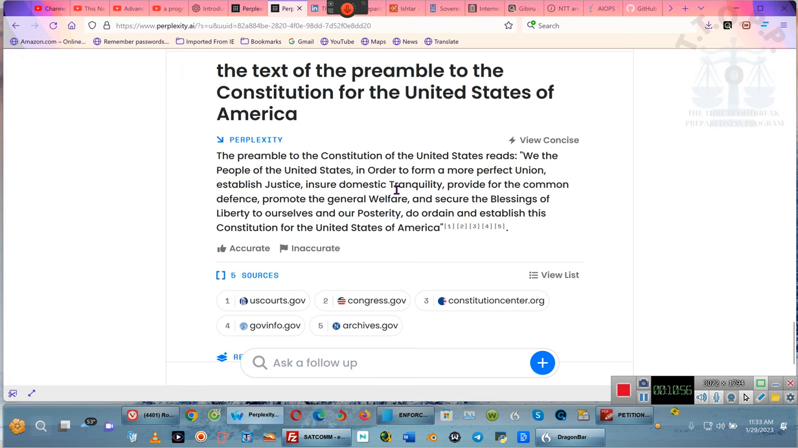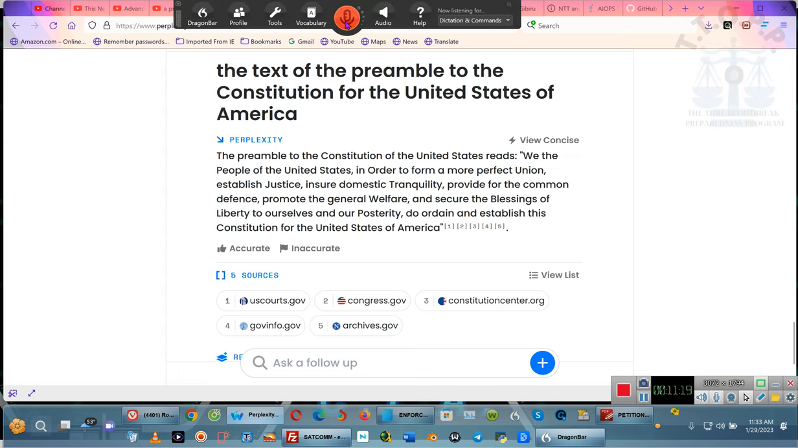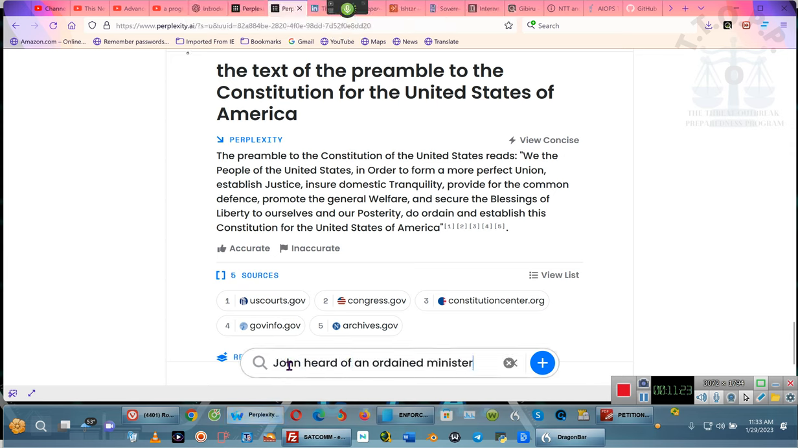This was a contract, people. The Constitution. The preamble to the Constitution of the United States reads, the Constitution of the United States of America. Okay? This was an agreement. And the people ordained it. Let me make sure y'all understand, because y'all heard of an ordained minister. The definition for ordained.